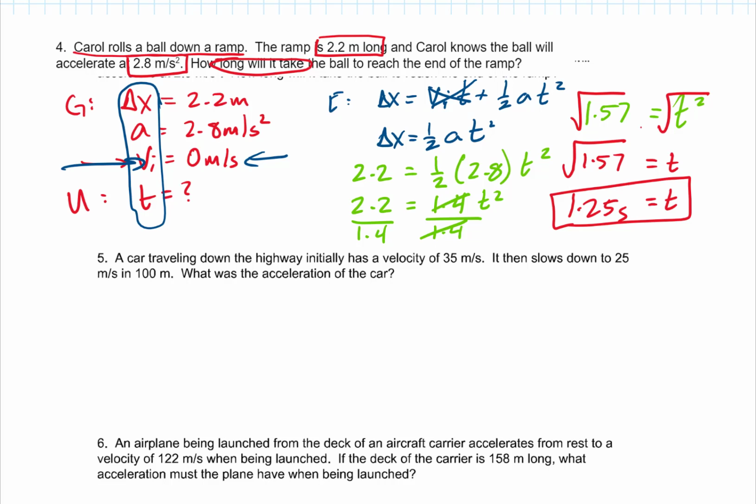The math was a little tricky on that one. It was really far inside of it.